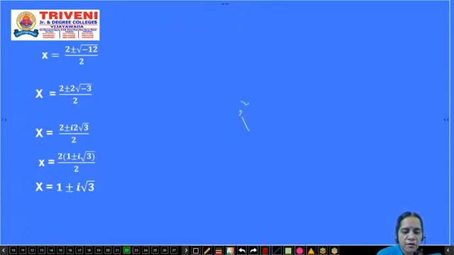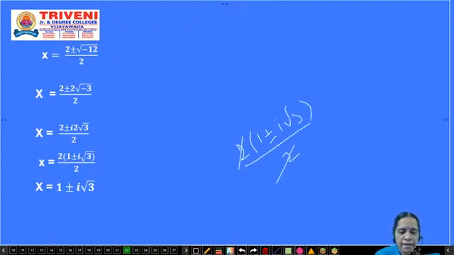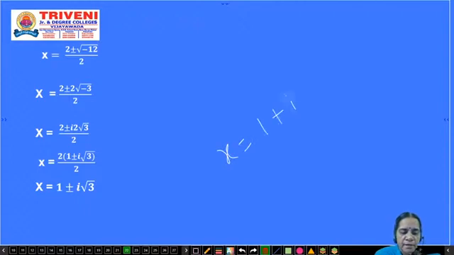Already you know the value of i square is equal to minus 1. In place of minus we have to substitute the value of i square. Square root of 3 i square then becomes i root 3. That is equal to x is equal to 2 plus or minus i into 2 root 3 by 2. In the numerator we have to take the common factor 2: 2 into (1 plus or minus i root 3) by 2. The 2s get cancelled here, giving 1 plus or minus i root 3. How many values are there here? x has 1 plus i root 3 and 1 minus i root 3.